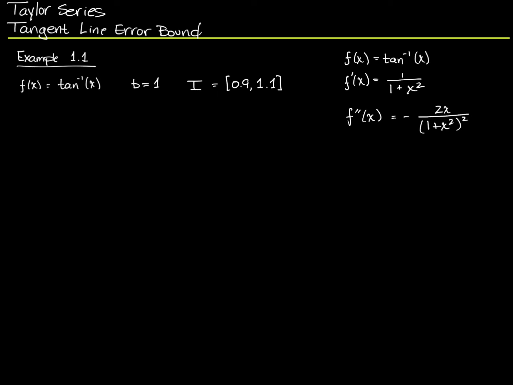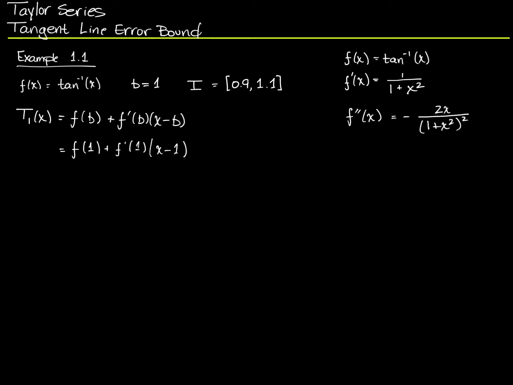So I have my first and second derivatives of f. And what I'm going to do now is start by finding the first Taylor polynomial. I know that to be f of b plus f prime of b times x minus b. I also know b to be 1. It's given to me, right? I've been told to center my work at x equals 1. So I have f of 1 plus f prime of 1 times x minus 1.